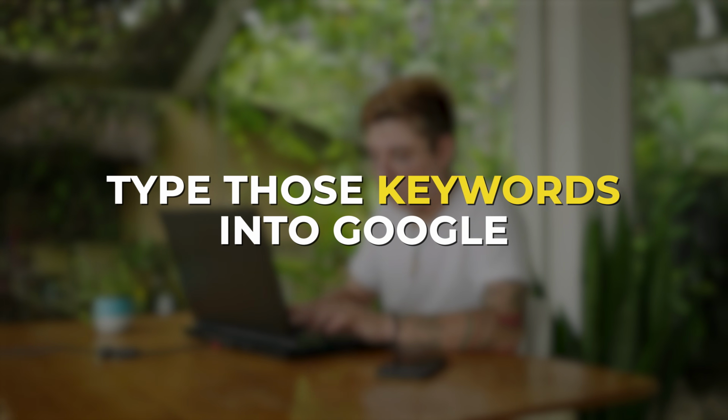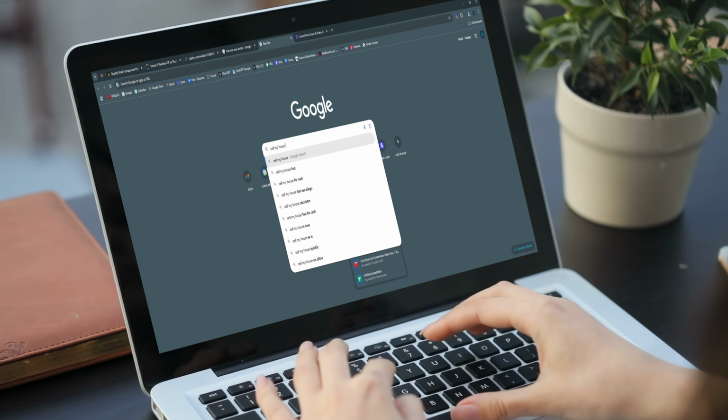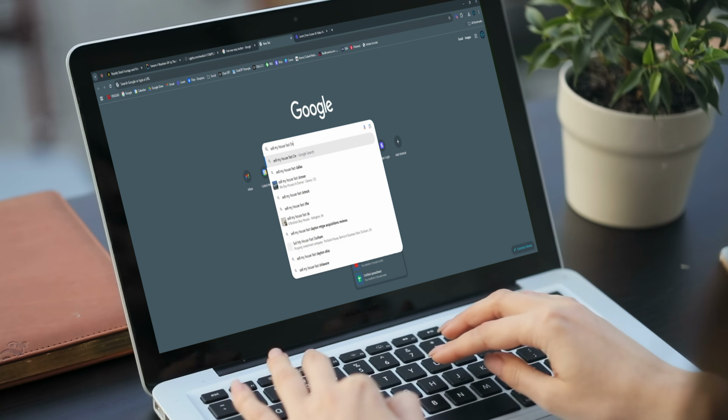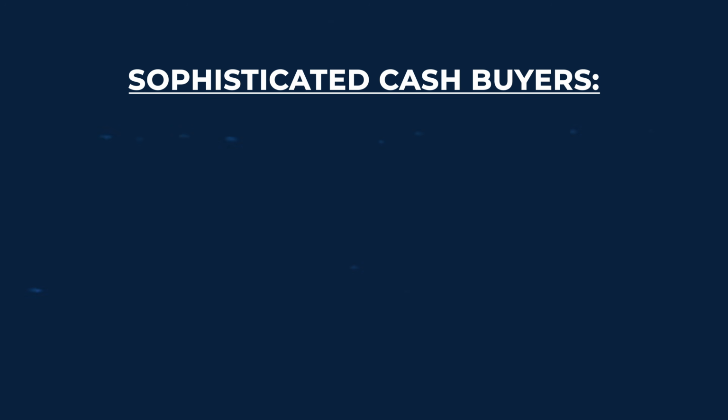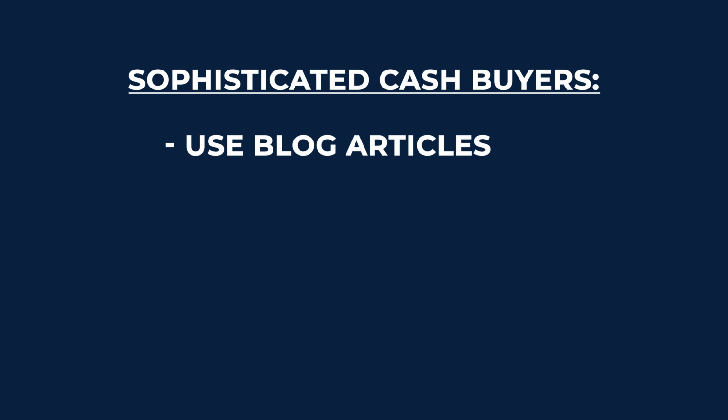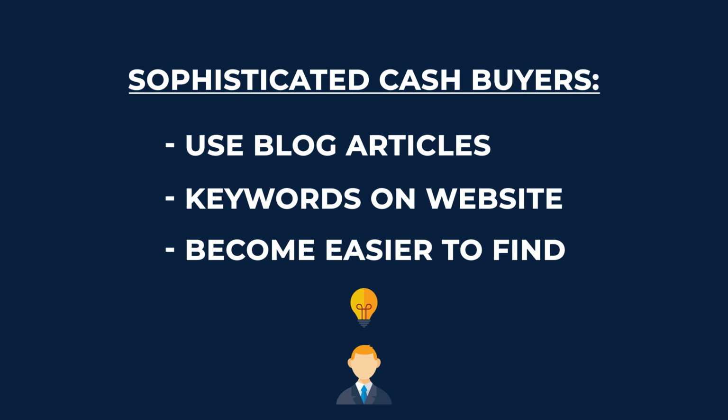And you're going to type those keywords into Google as well as include your local information, right? So I'm going to give you an example. If there's a motivated seller who wants to sell a house in Denver, Colorado, they're probably going to type in something along the lines of "sell my house fast Denver" into Google. Now, what sophisticated cash buyers do is that they understand that motivated sellers are going to type that in. And so they have blog articles, and they also have those keywords on their website so that when a motivated seller types that in, their website comes up.